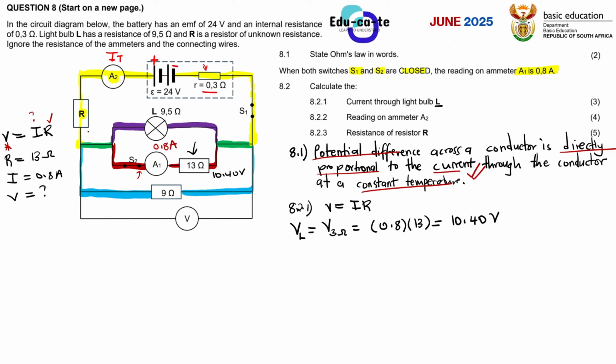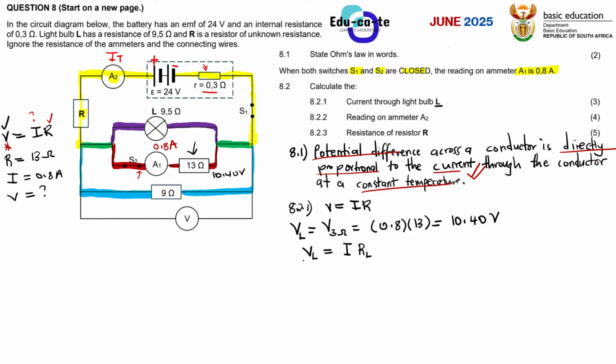So now, since I know the voltage and I know the resistance of the light bulb, I can now look for the current, which is what the question is requiring. So I can just say now the voltage for the light bulb is equal to the current flowing through the light bulb times the resistance of the light bulb.